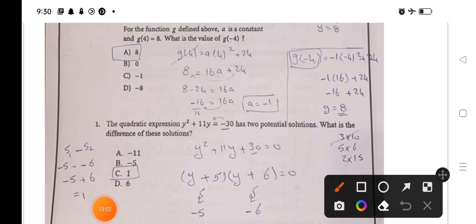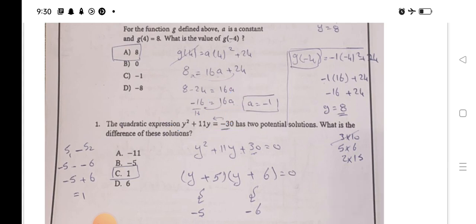Negative 16 equals 16a, divided by what? The coefficient number beside the variable, divided to get rid of it. Divided by 16, divided by 16. So a equals what, dear students? Negative 1. Miss, I got a. What shall I do now?